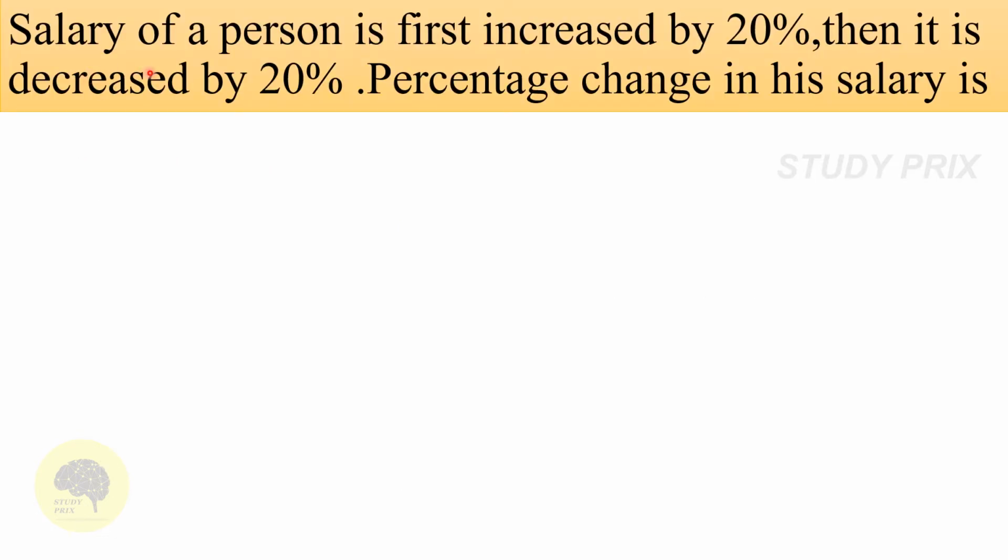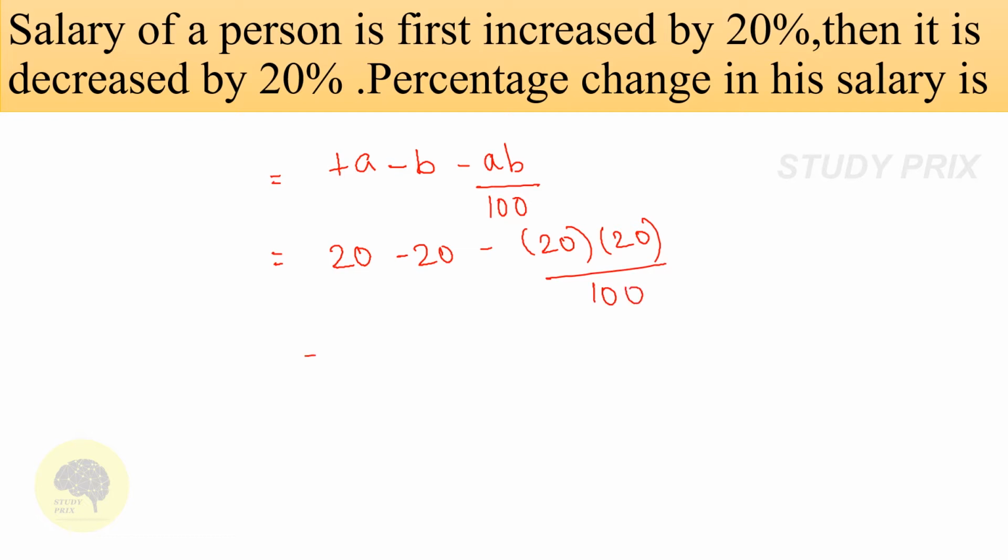Coming to the question: salary of a person is first increased by 20% and then it is decreased by 20%. What is the change in his salary? Therefore, we have to apply the formula. First it is increased, therefore plus a, and then it is decreased, therefore minus b, minus ab by 100. Here a is plus 20, b is minus 20, minus 20 into 20 divided by 100. Therefore, 0 minus 400 divided by 100, minus 4%. Therefore, there is a 4% decrease in this salary.